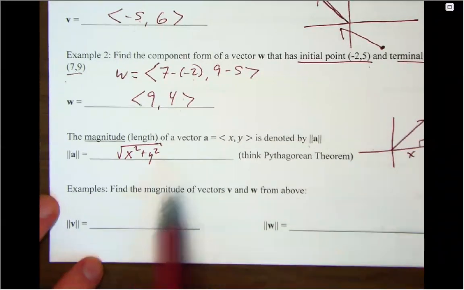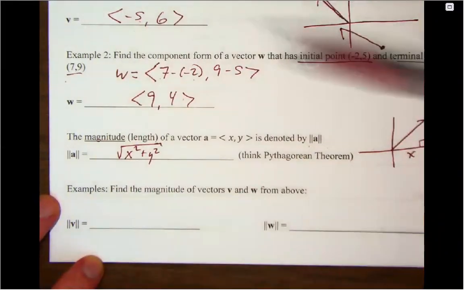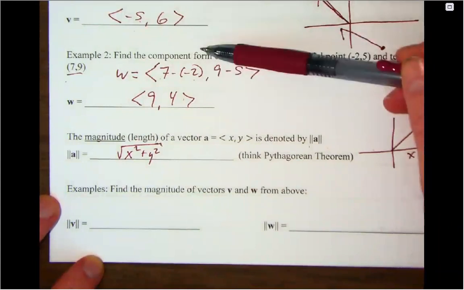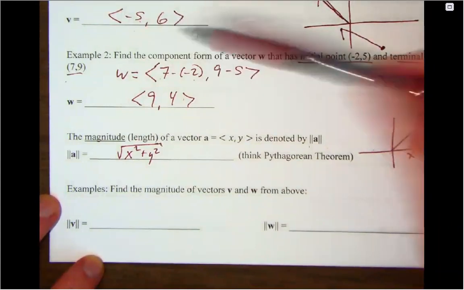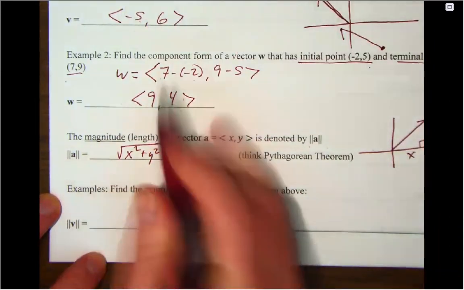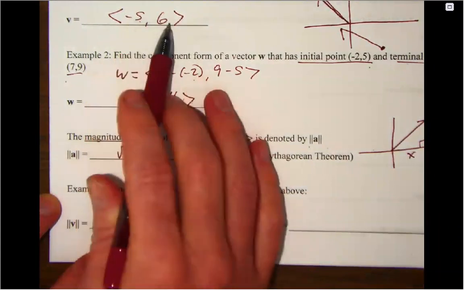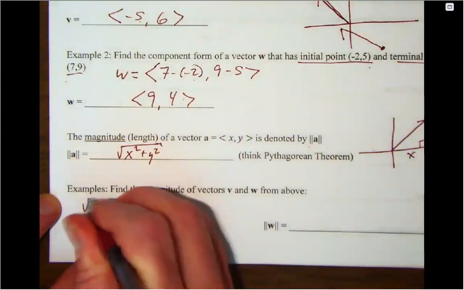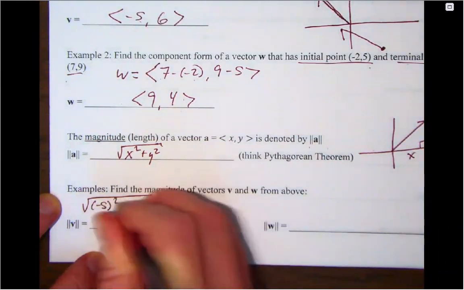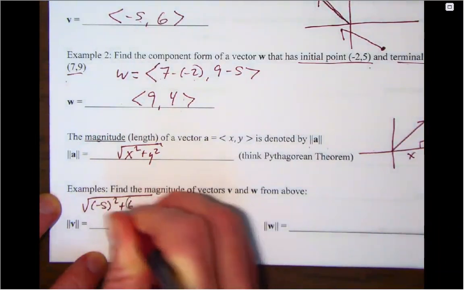Okay, so if I want to find the magnitude of the two vectors that I just found, v and w, again, you just plug it in. So for vector v, my x is -5, my y is 6. So it would be the square root of -5 squared plus 6 squared.